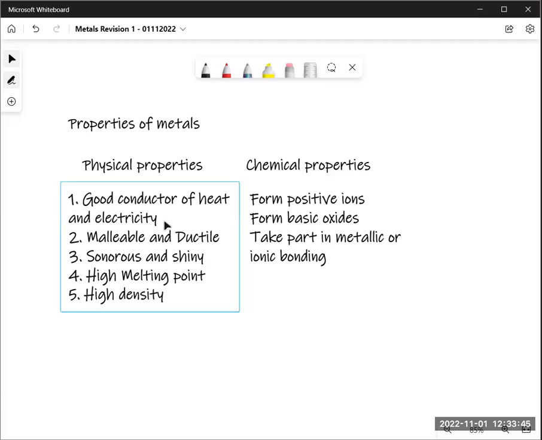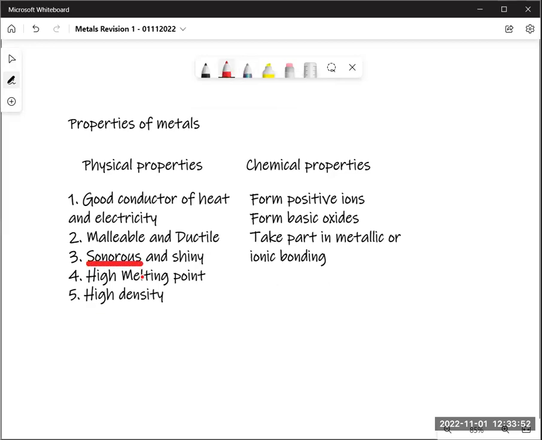So they're good conductors of heat and electricity. They're malleable, ductile, sonorous. So what is the meaning of sonorous? Sonorous is basically they make a sound when struck or hit or banged. All right, sonorous is basically that makes sounds. Yes, good.